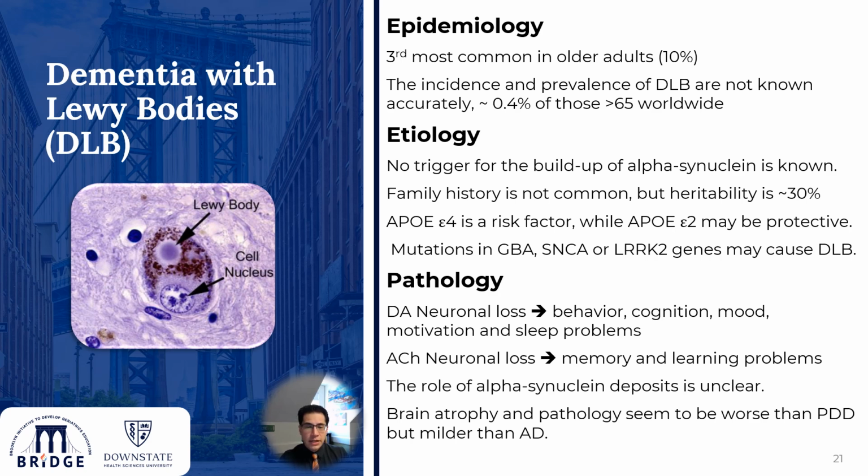So the pathology is simple. The alpha-synuclein keeps accumulating in dopaminergic neurons with neuronal cell death, impairing their behavior, their cognition, their mood, their motivation, and their sleep. And then it starts affecting the acetylcholine neurons, causing memory and learning problems. Brain atrophy and pathology seems to be worse than Parkinson's disease dementia, but not as bad as Alzheimer's disease.